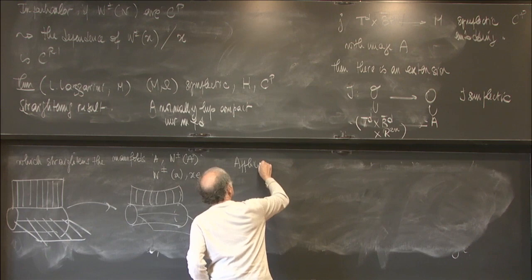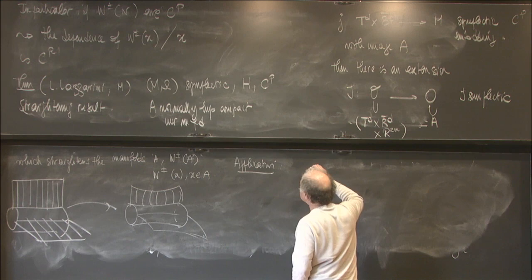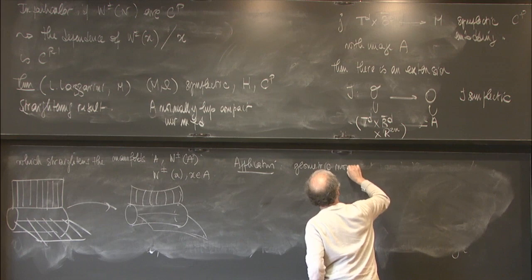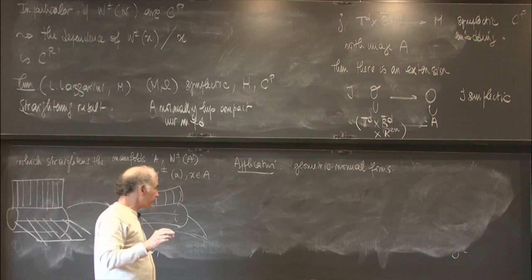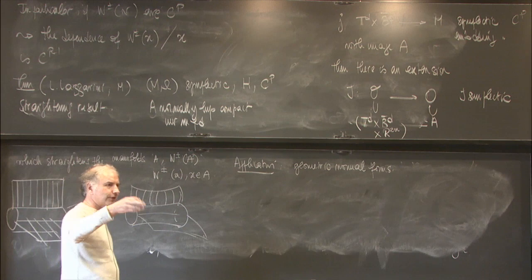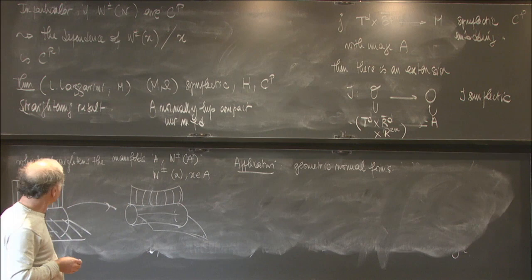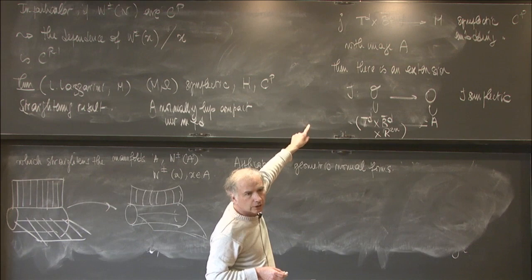And the main application, the only one we need, is what we call geometric normal forms. That is, normal forms which come only from geometry, not on the action of sequences of diffeomorphisms. A is the image of a C^p embedding of a compact annulus.